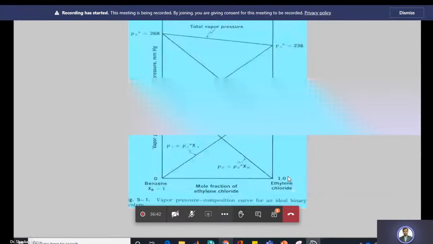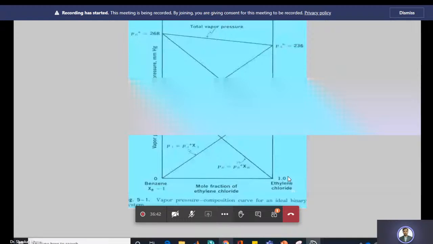Okay, here you can see on my snip tool what I have done. Now, if you see at this position, this is the purest form of component B. You can say that it is the vapor pressure in its purest form of component B. Similarly, at this position, you can say that it is the vapor pressure of component A in the purest form. So these are two different values, right?